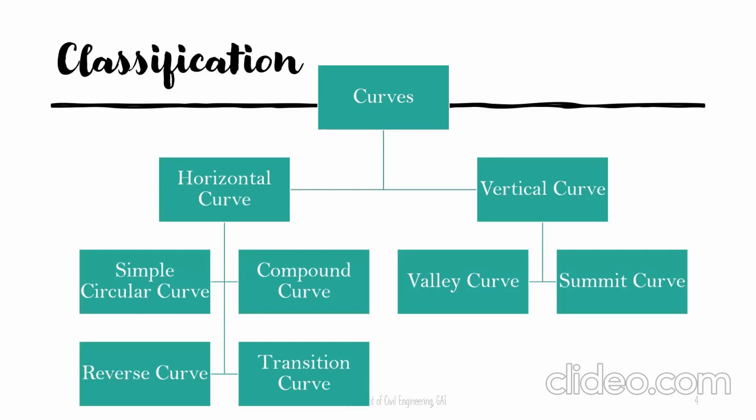Now, curves are basically classified into horizontal curves and vertical curves. A horizontal curve is one set out on a horizontal plane, and vertical curves are those set out in a vertical plane. Horizontal curves are further subdivided into simple circular curve, compound curve, reverse curve, and transition curves, whereas vertical curves are divided into valley curve and summit curve.